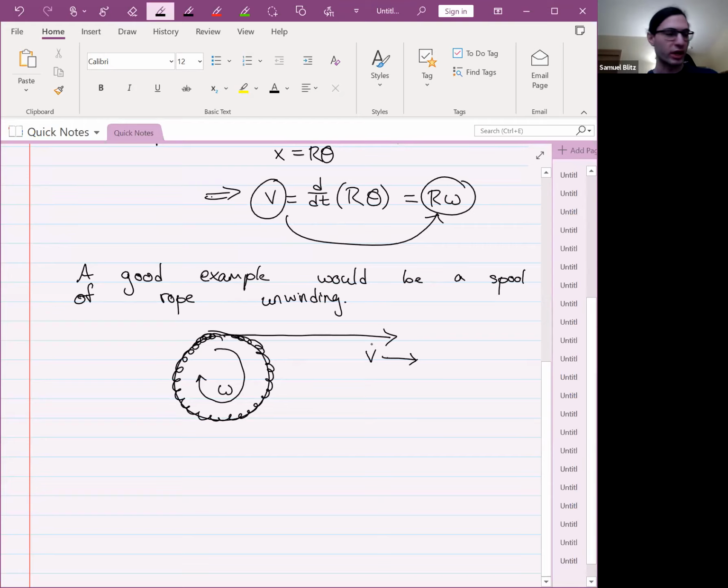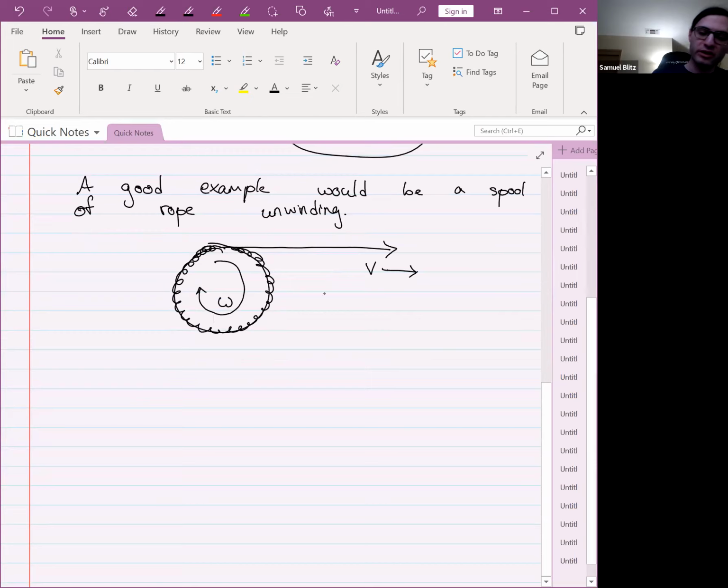We'll actually do that example later today if we get to it. But we're now going to start applying this notion of rolling without slipping. So let's talk about mechanical energy conservation.